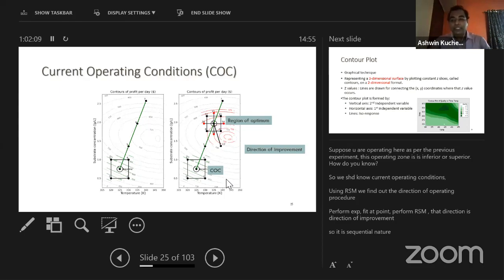So using this RSM, we would find out the operating procedure. The shape and the values on this response surface plot will tell us where we should exactly move from this current operating condition to reach the optimum region. So this is the technique to understand whether we are performing the 15 trials, 27 trials for CCD, or n number of trials, in a desired pattern or not. So this was about RSM.